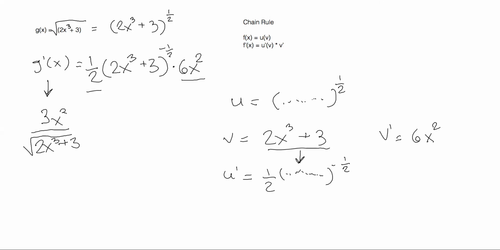Let's do a few more examples. Let's see what would be a good one. Let's say we have y is equal to square root of cosine of x. So we can see that the inner function is going to be cosine. The outer function is going to be the square root. So let's rewrite this. We'll make it cosine of x, and then that whole thing to the 1/2 power.